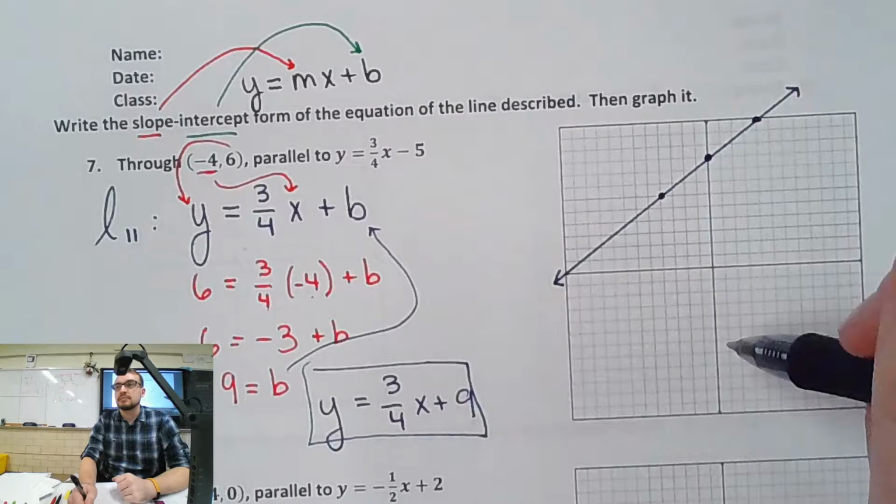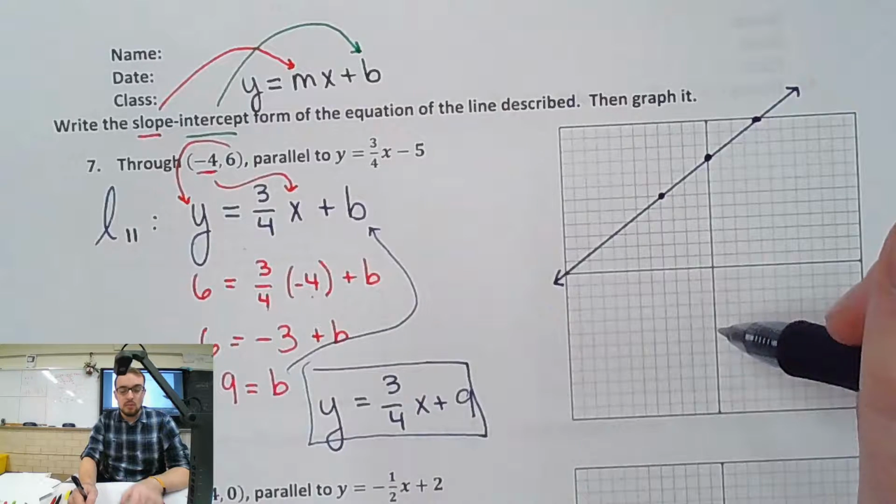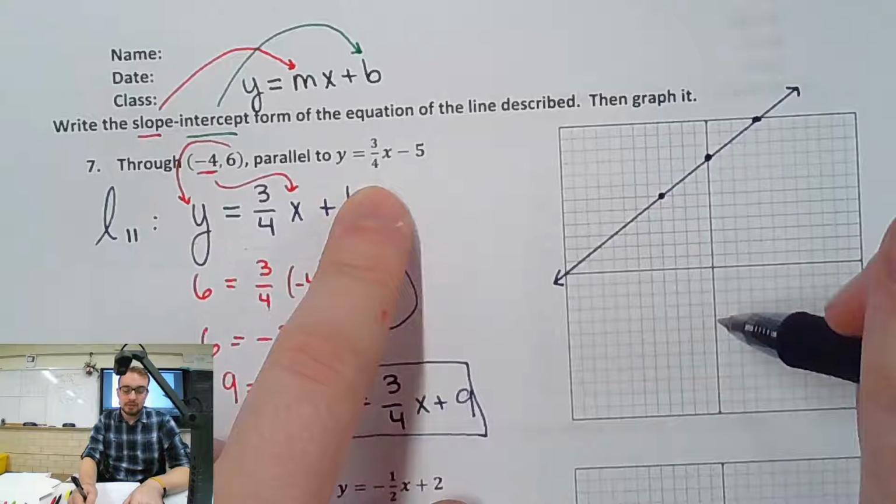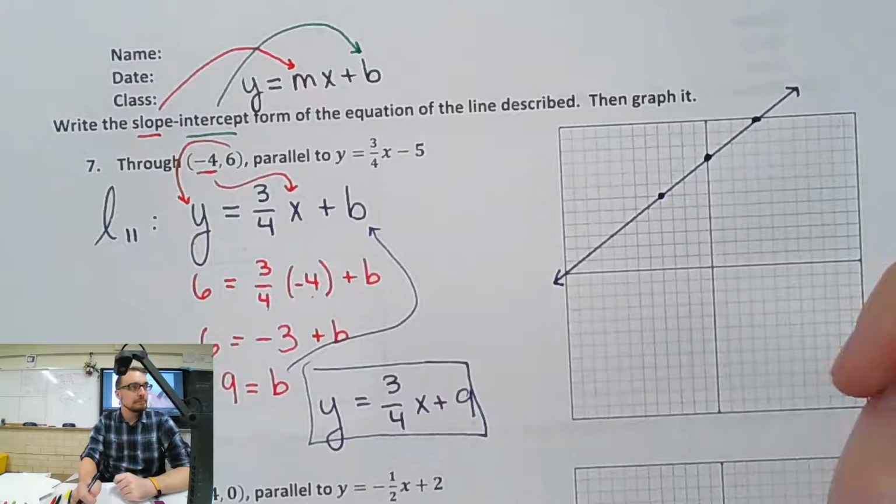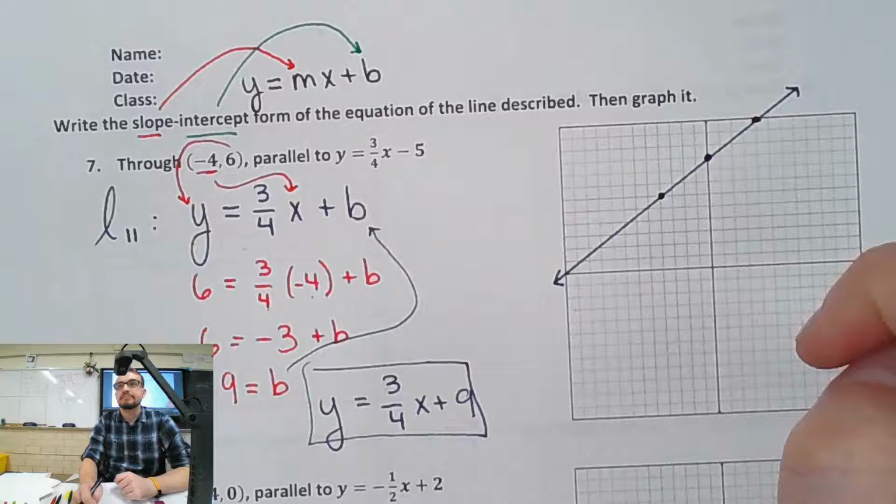So there's our line. Would that be parallel to the original line? Yep, because they have the same slope. Right? Cool? All right.